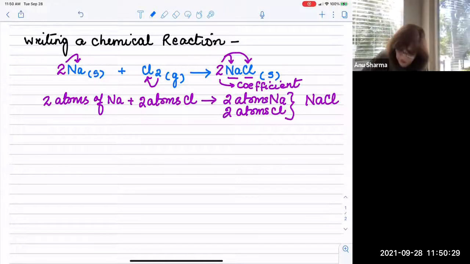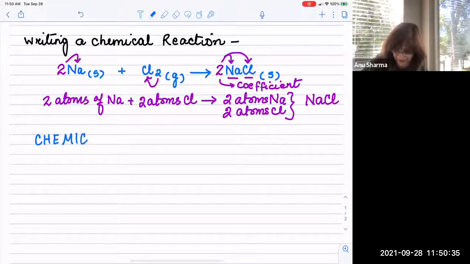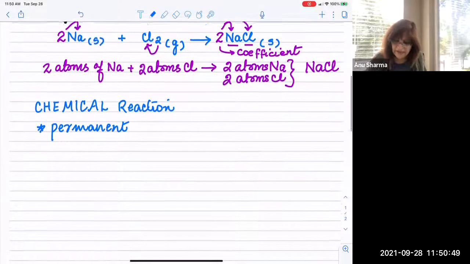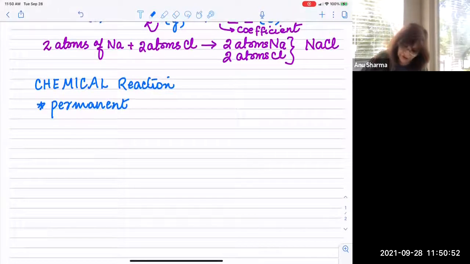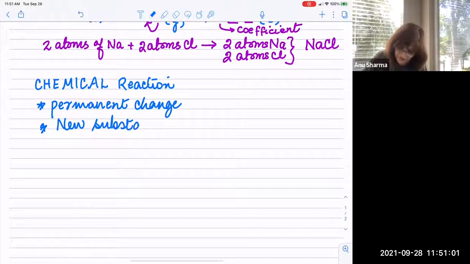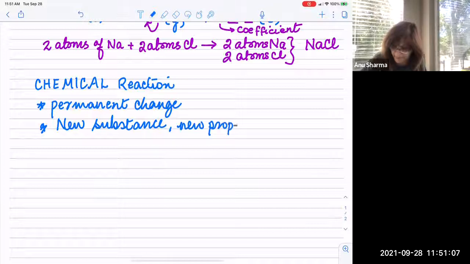Similarly, when we talk about a chemical reaction, what are the things that define it? How do you know that a chemical reaction has occurred? Anytime a chemical reaction has occurred, that means this is a permanent change. A new substance is formed, and the substances that are reacting have lost their properties. So a permanent change, a new substance with a new set of properties.